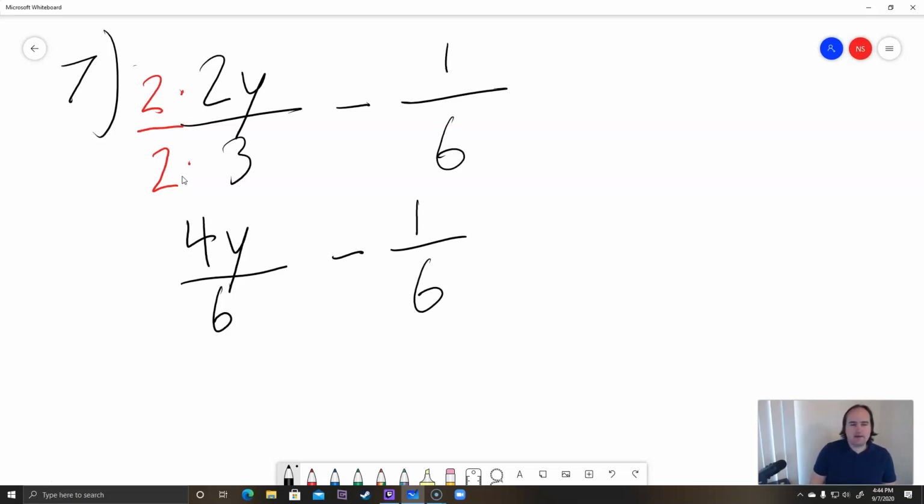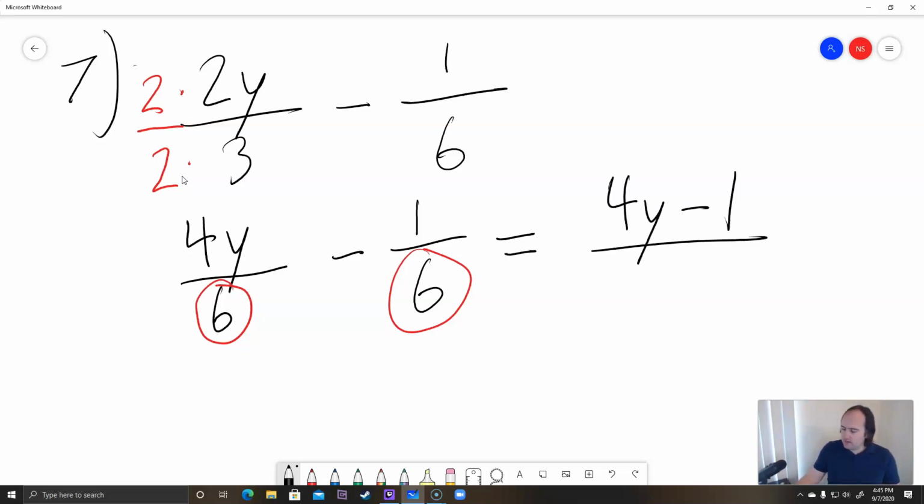Okay? And now these actually have the same denominator. So they're like fractions. So we keep the denominator and we subtract on the top. Okay, so on the top, we actually have 4y minus 1. And then this is all over our denominator, which is 6. Okay, so we get 4y minus 1 all over 6.